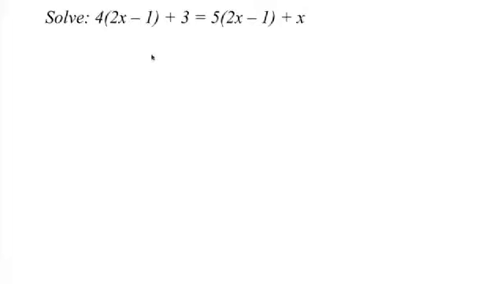This problem is one of the tougher ones from elementary algebra, but it's a good starter here in intermediate. This one involves parentheses as well as multiple terms on each side. So our first step is to get rid of those parentheses. Now you might recall that this involves the distributive property. So your first line actually looks like this. 4 times 2x is 8x. 4 times -1 is -4. Carry down the 3. Equals, and over here 5 times 2x is 10x, 5 times -1 is -5, and carry down the x.